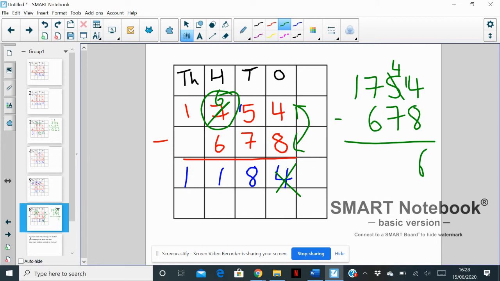4 subtract 7, I can't do, so I need to regroup. I'm going to take 100 away, regroup it into my tens column. 14 subtract 7 is 7.